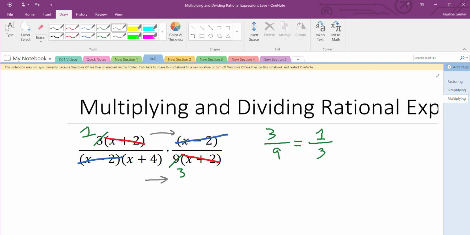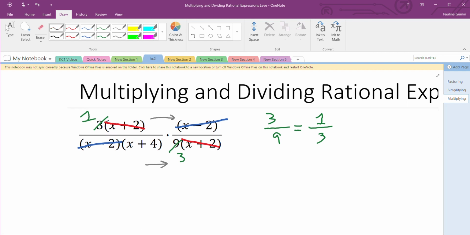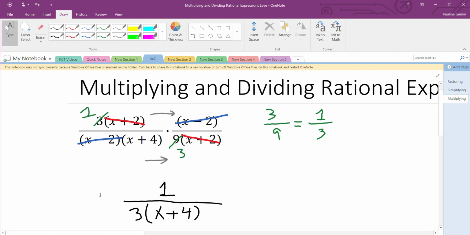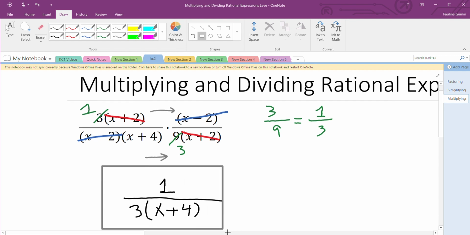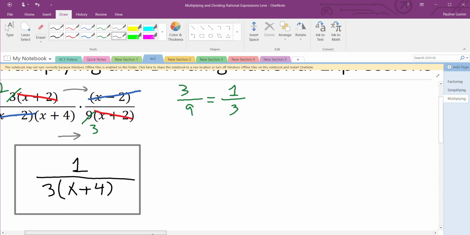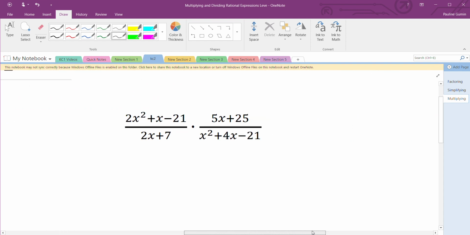So let's see what our answer is. On top, all I have left is a 1, so there's the 1. And on the bottom, I have a 3 and an x plus 4. It's just more traditional to write our monomial in front of our binomials. That's why the 3 is out front, even though you did see it come second in the problem. So there's our answer. Let's try another one that we actually have to factor, like this.